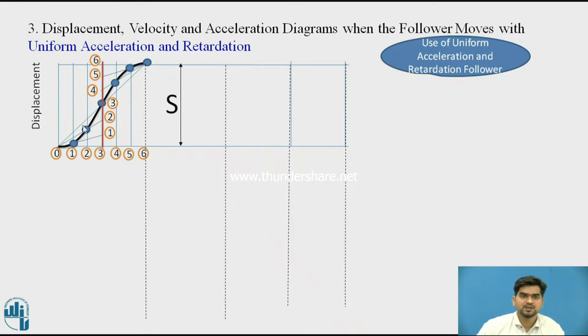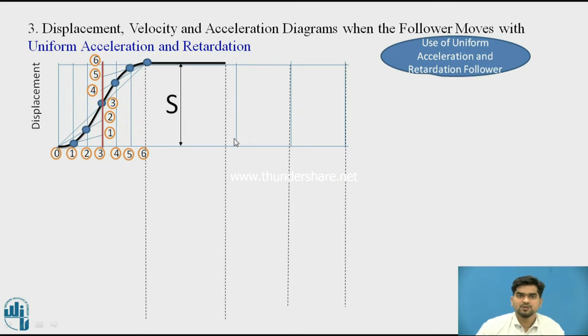So like this we are getting the smooth curve. Then for the dwell stroke, the position of the follower is constant, or the height of the follower is constant, so we have to draw a horizontal line. Then we have to follow the same procedure for the falling of the follower.